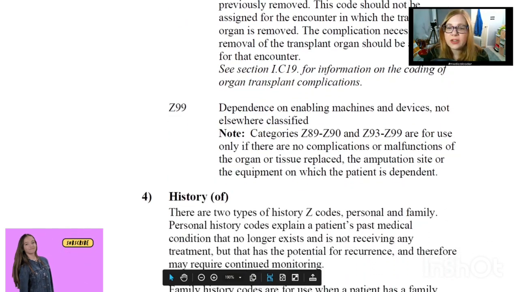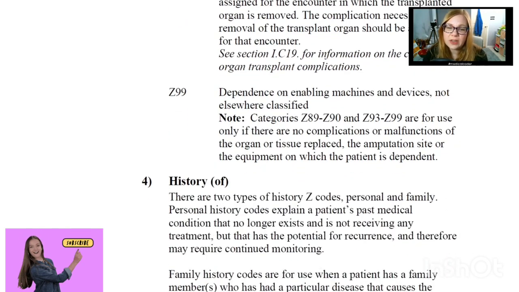Z99, dependence on enabling machines and devices not elsewhere classified. Of note, categories Z89 through Z90 and Z93 through Z99 are for use only if there are no complications or malfunctions of the organ or tissue replaced, the amputation site, or the equipment used. In that case, you want to start looking under those complication codes, like a mechanical failure type of code.